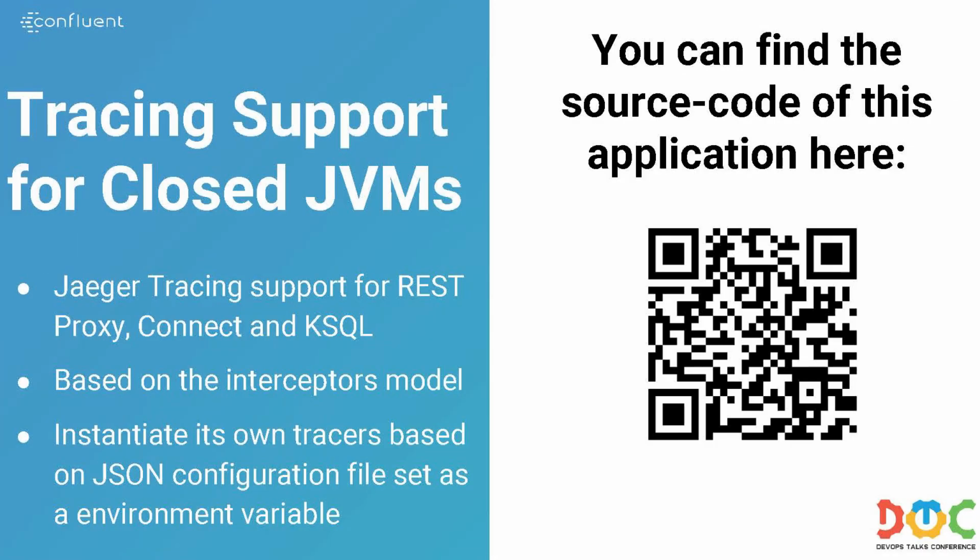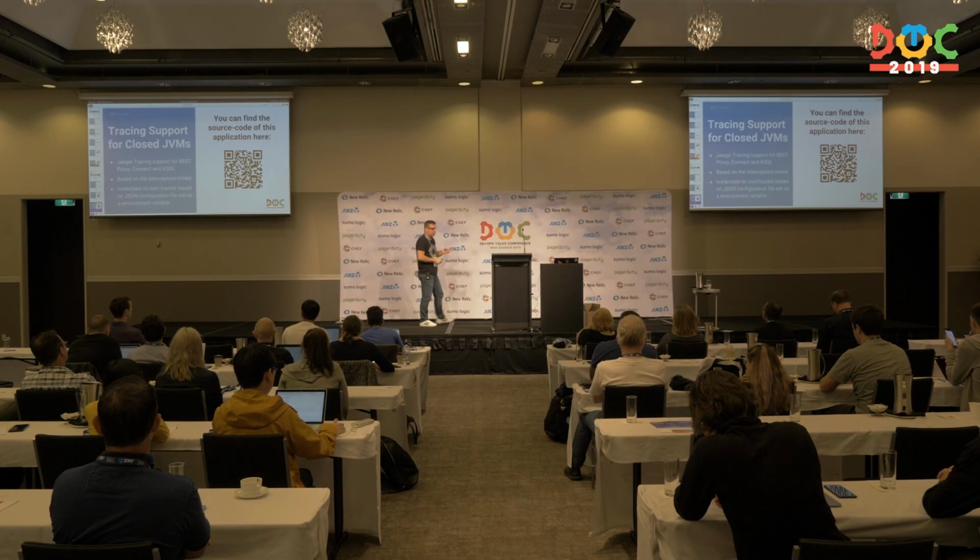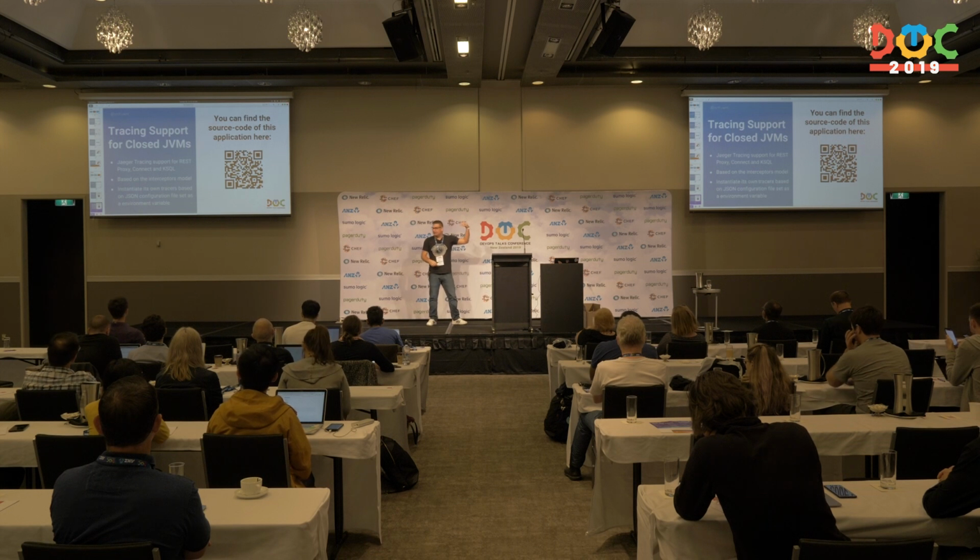So the third tip is the second open source project, which someone keeps calling tracing support for closed JVM. This is a terrible, lame name, and I have the right to say it's a lame name because this is an open source project that I created. So I am the one to blame for the lame name. This is kind of an extension of the OpenTracing contributions that I wrote.